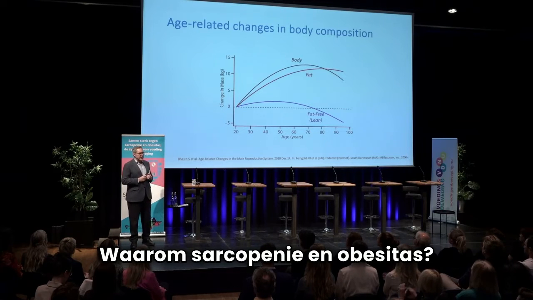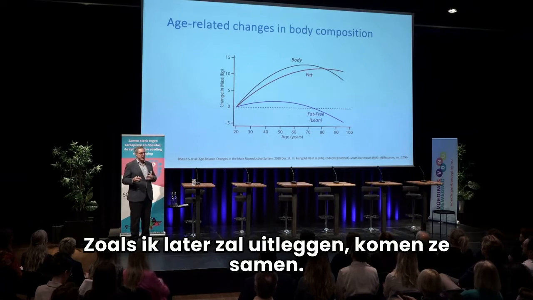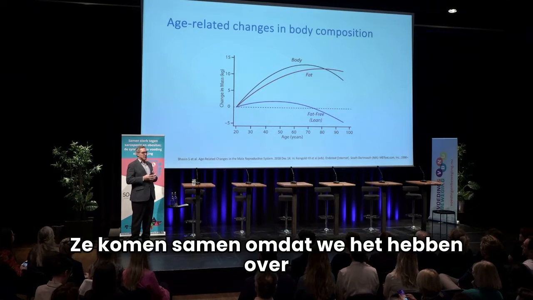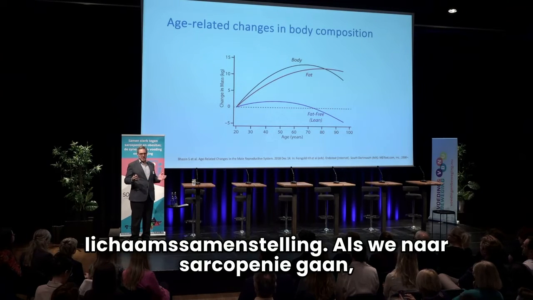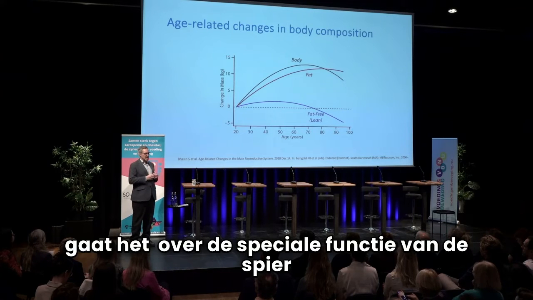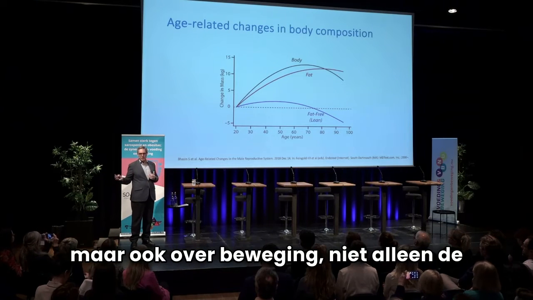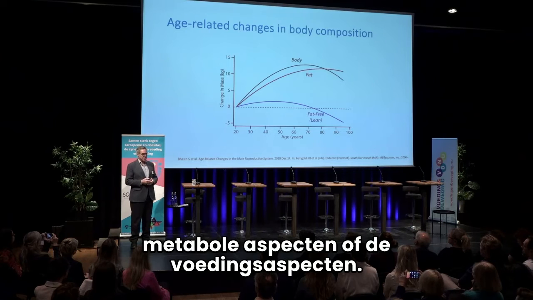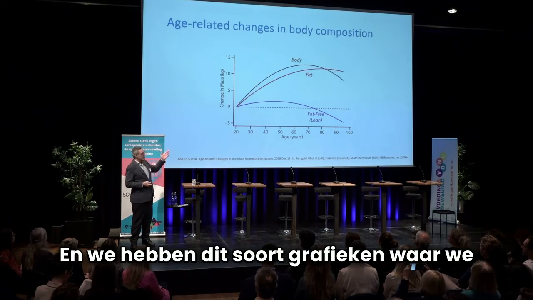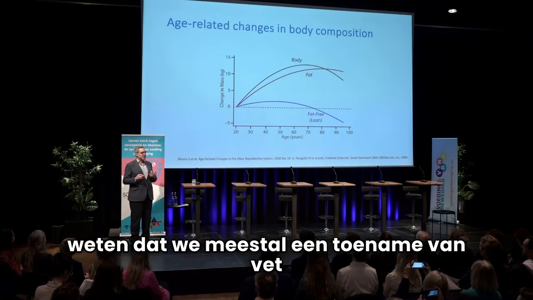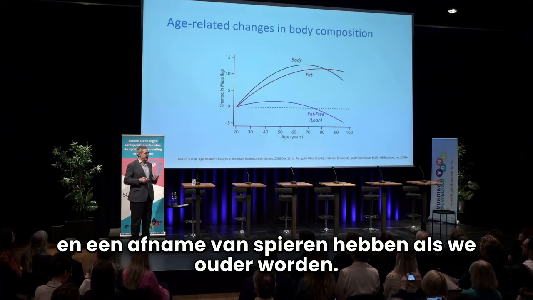Why sarcopenia and obesity, and as I will explain later, bone, come together? They come together because we are talking about body composition. When we go to sarcopenia, also a special function that the muscle has, that's movement, not only the metabolic aspects or the nutritional aspects. And we have these kind of graphs where what we know is that we usually have an increase of fat and a decrease of muscle when we age.